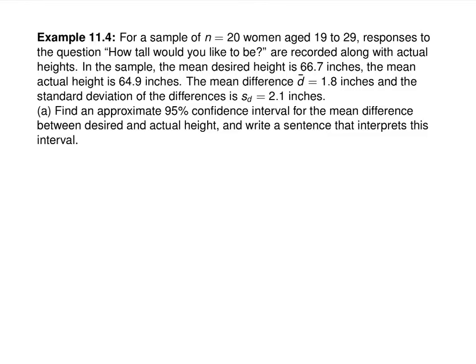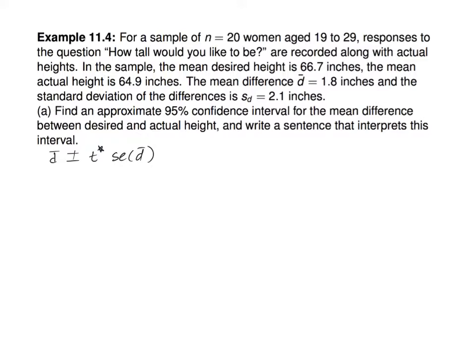Is it clear this was paired data? Okay. Find an approximate 95% confidence interval for the mean difference between desired and actual height, and write a sentence that interprets this. Okay, so we have our D bar plus or minus T star times the standard error of D bar. We have to find all those pieces. It's just D bar instead of X bar, just because we have differences.